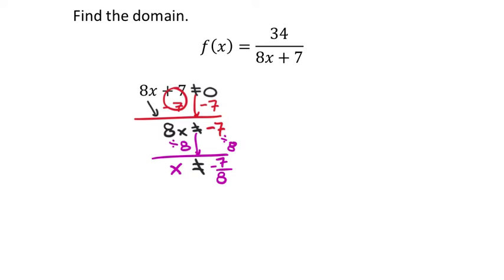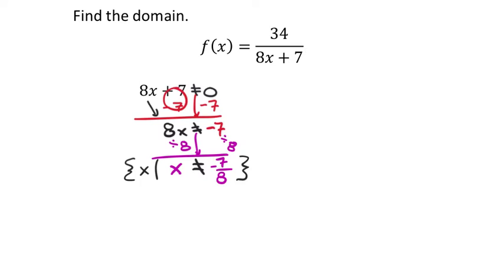Well, we could go ahead and put this into set builder notation. So that would be x such that x cannot equal negative 7/8, then close with fancy brackets. So that would be set builder notation.